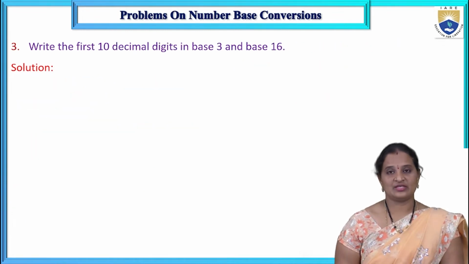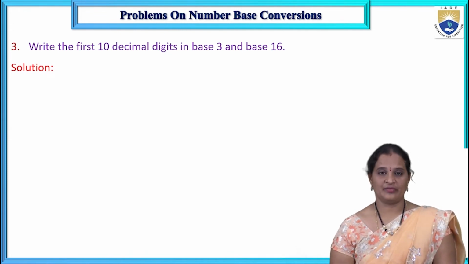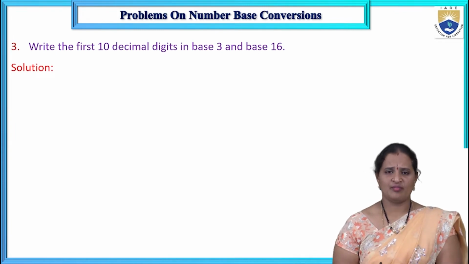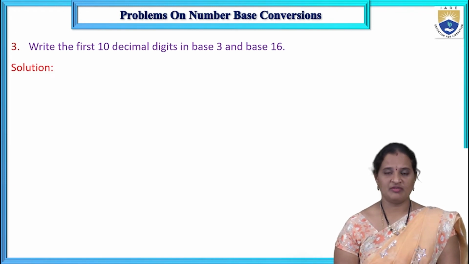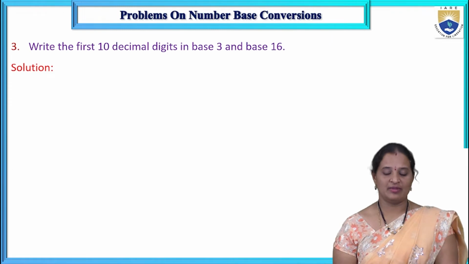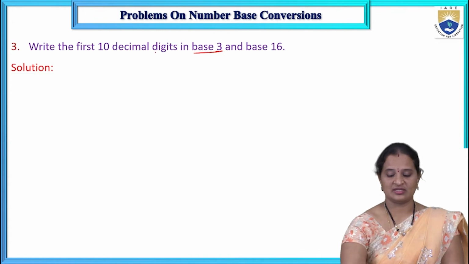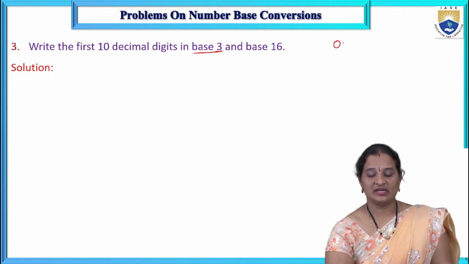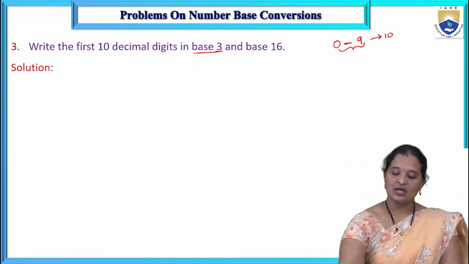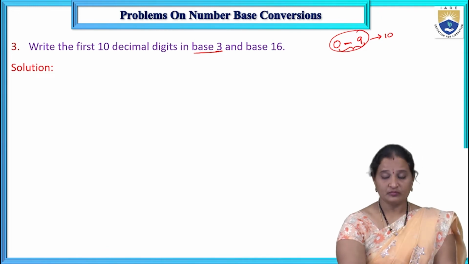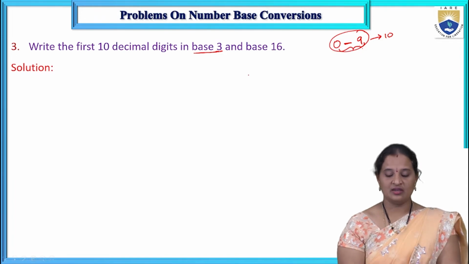Now coming to the next problem: write the first 10 decimal digits in base 3 and base 16. As we all know, we can have a number of any base. So not only octal, binary, hexadecimal and decimal, we can also have a number system of any base. Now I want to write the first 10 decimal digits. First 10 decimal digits means what? Decimal digits are 0 to 9. So how many are these? 10. Okay. So I want to write the first 10 decimal digits, that is 0 to 9, in base 3 as well as in base 16.